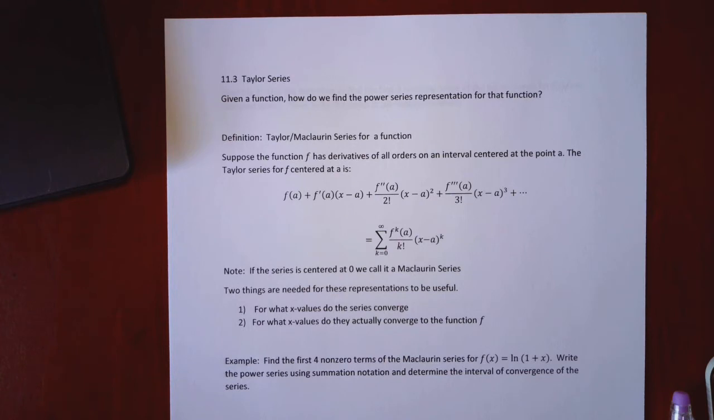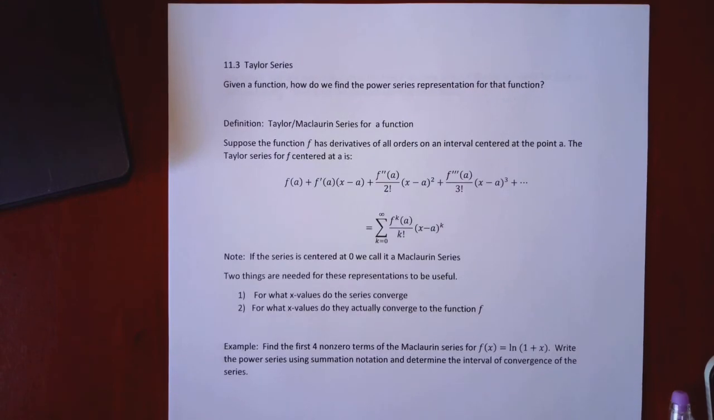So in section 11.3, what we're going to talk about is how do we find power series representations for particular functions. They gave us a few in the last section. Said a power series representation for f of x equals 1 over 1 minus x equals blank, and so on and so forth. But how did they come up with that? Well, it's pretty simple if you want to know the truth.